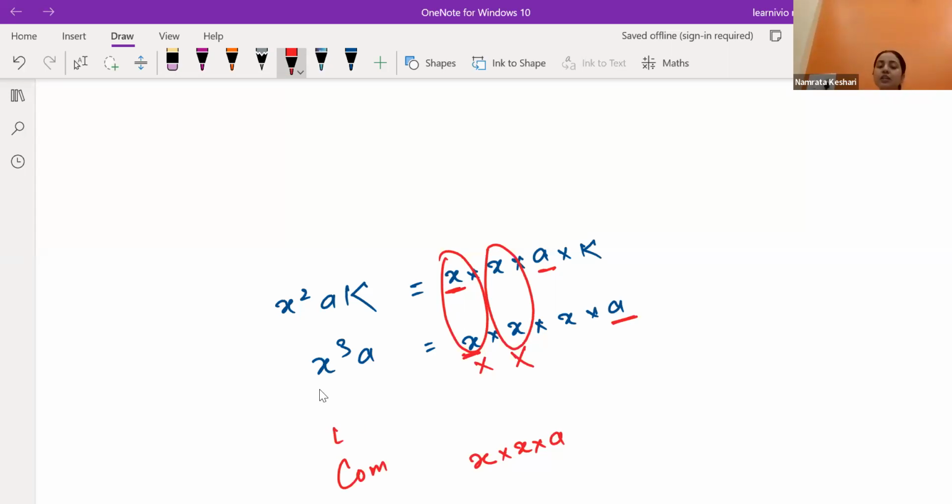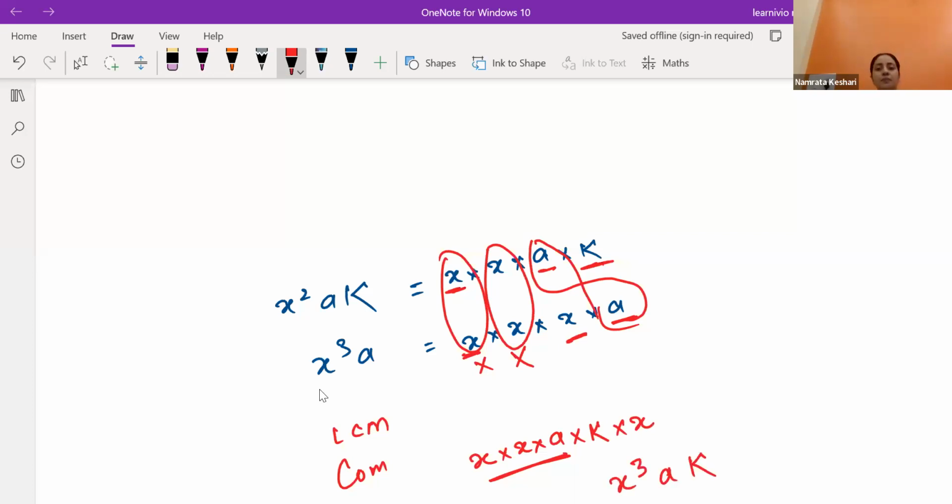But here let's find the LCM. These are the common factors which we have taken. Now all the extras we will take while taking out the LCM. So in LCM, first we take the common factor, and then we see what extra or leftover terms remain. Then we take the leftover terms, that is k, x. This is the LCM. LCM is x cube a k.